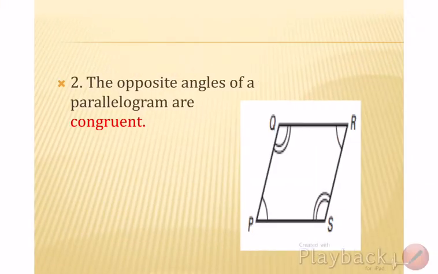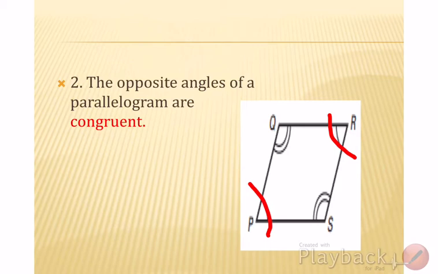Now, the opposite angles of a parallelogram are also congruent. So this has been marked. We have the double half circles on the Q and the S, and we have a single angle that's been marked, a single line for angle R and angle P. That means that they're congruent.